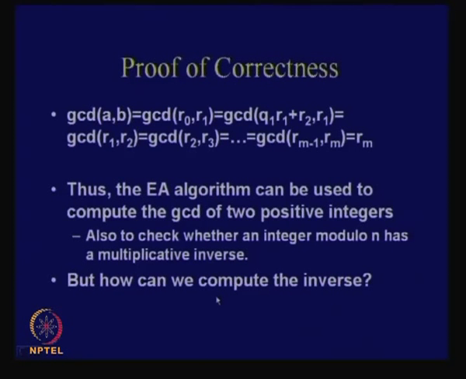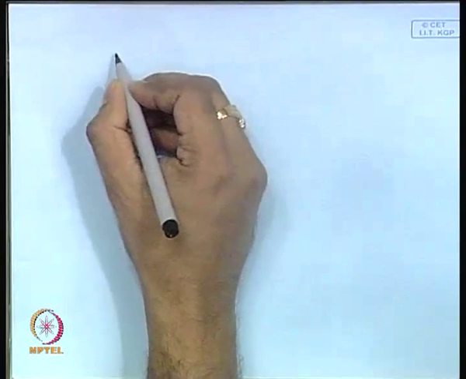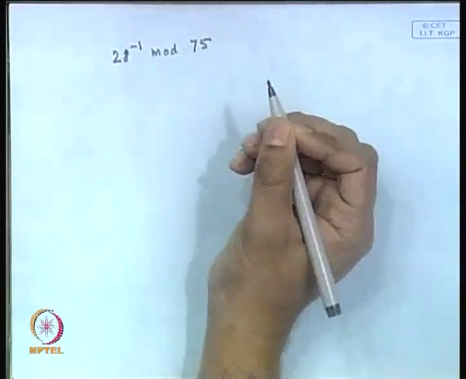So, I can check whether an integer modulo n has a multiplicative inverse very easily, but I am also interested in computing the corresponding inverse value. This particular algorithm is called the extended Euclidean algorithm. So, let us try to compute the inverse of 28 modulo 75. What I am trying to compute is 28 inverse modulo 75.